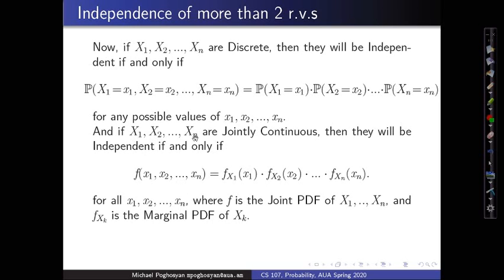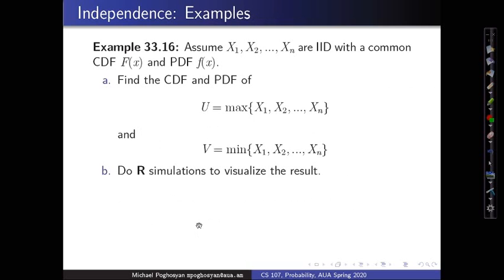And if X1 to Xn are jointly continuous, then they will be independent if and only if the joint PDF can be written as a product of marginal PDFs for X1, X2, ..., Xn. So this is a straightforward generalization of the property we had for two random variables. Now, an important problem. This is important because of applications in statistics and also in probability theory and in different places.